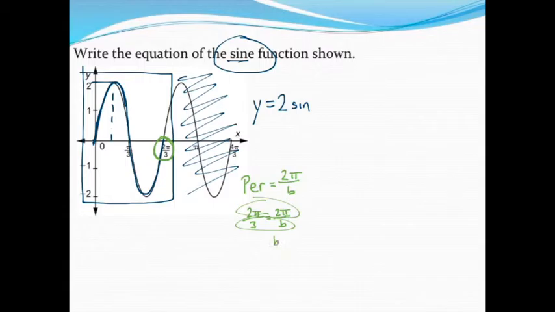I could also find that by cross-multiplying, so if you don't believe me it's 3, try to cross-multiply that and you'll see that b is in fact 3. So that's the number that's going to get plugged into my equation. So sine of 3, and then don't forget the x at the end of the problem. So there will be the equation that represents this sine function.